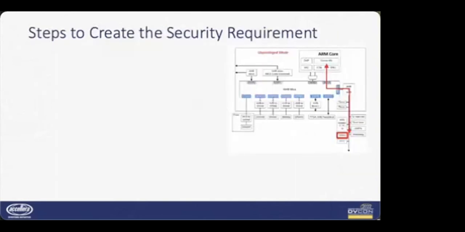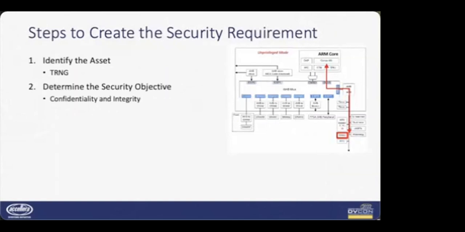Now that we have seen the information flow from the TRNG to and from the ARM core, let us look at the steps to create the security requirement. The first step is to identify the asset. This is the TRNG. The second step is to determine the security objective, which is confidentiality and integrity. Confidentiality because the ARM core should not be able to read information from the TRNG, and integrity because the ARM core should not be able to write into the TRNG in unprivileged mode.